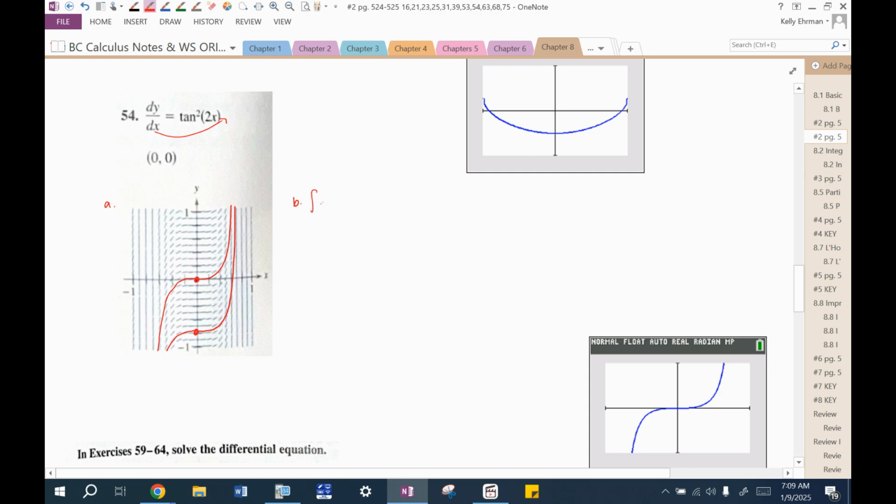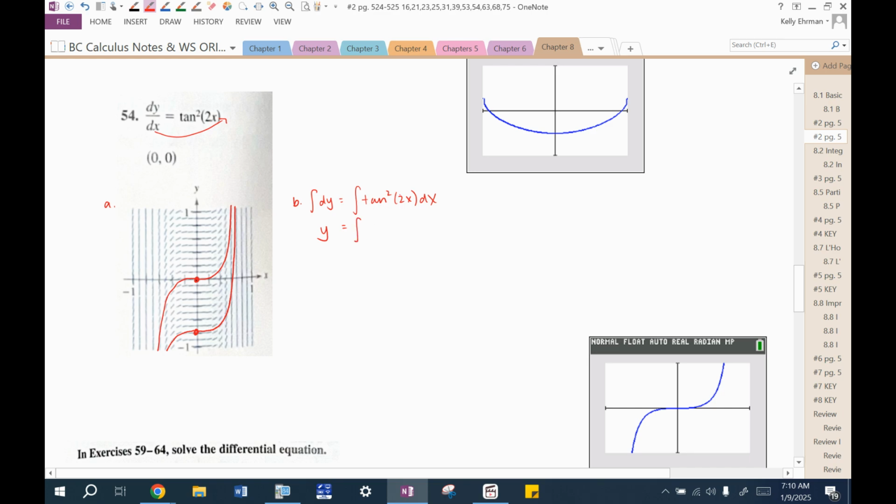So integral of dy equals integral of tangent squared 2x dx. Is tangent squared the derivative of anything? No. Secant squared is, right? The derivative of tangent is secant squared. But if this is not the derivative of anything, then we need to use some trig identities, excuse me, to work this out.